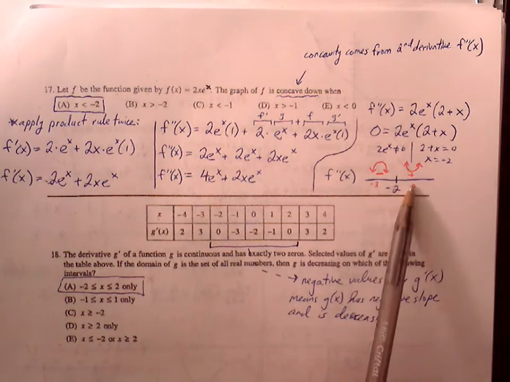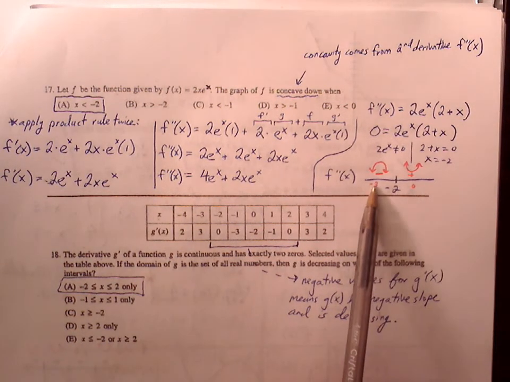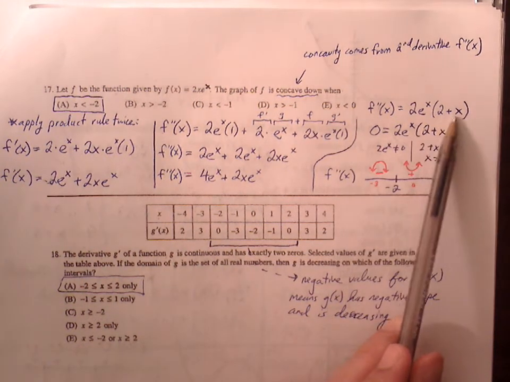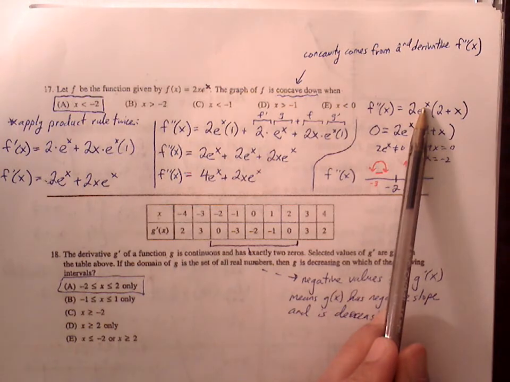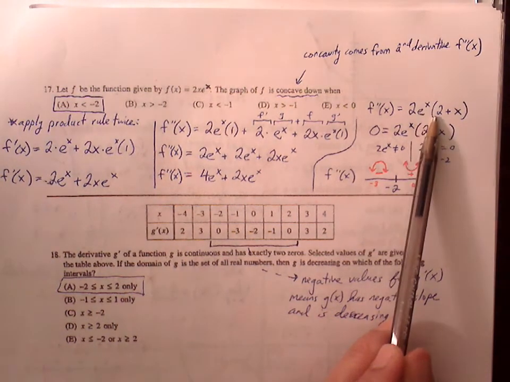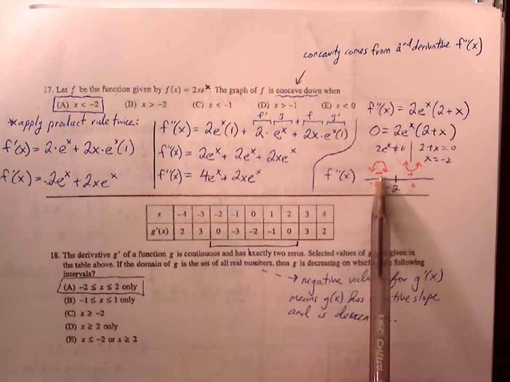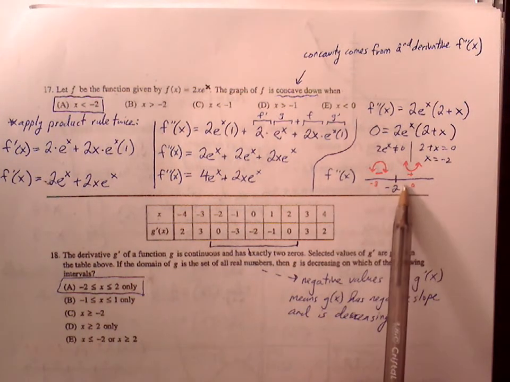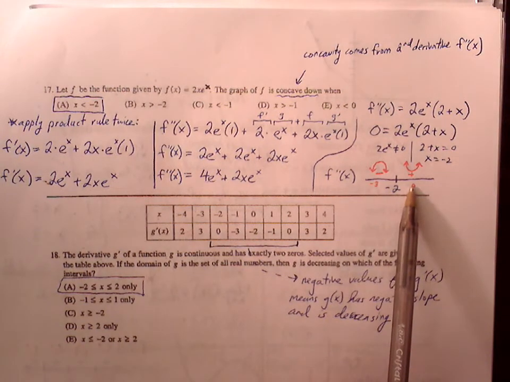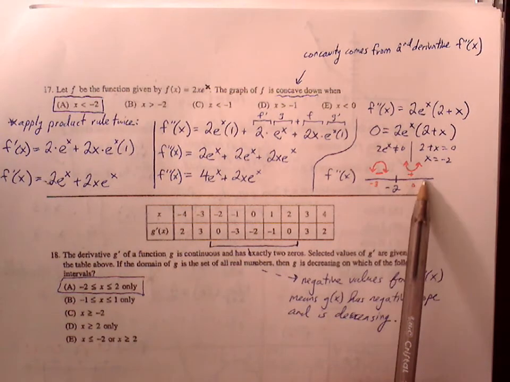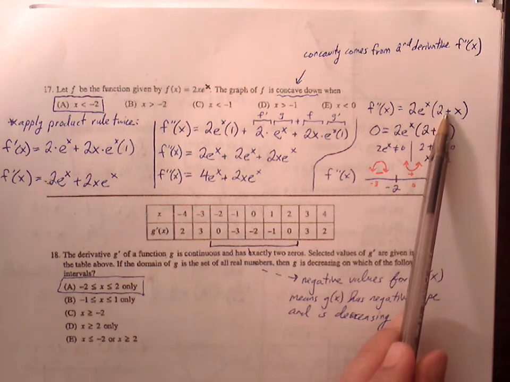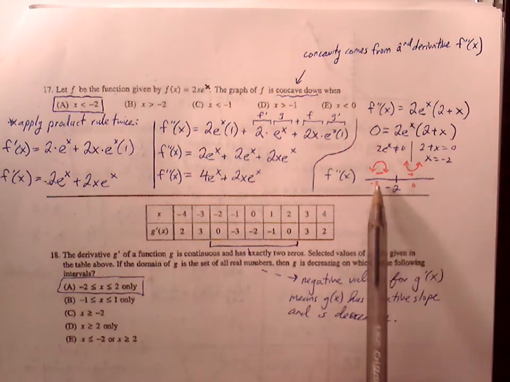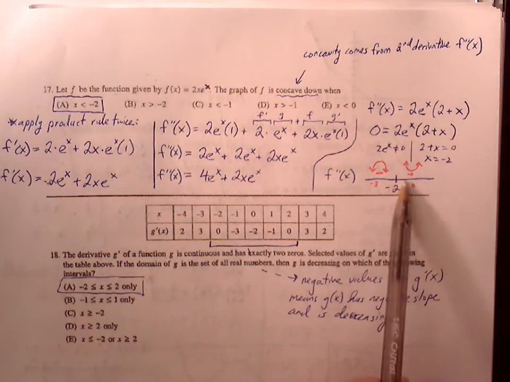Now I'm going to choose values on either side of my critical point, so negative 3. If I plug negative 3 into my second derivative function, I'm going to get a negative value because 2e to any power is just going to be a positive value. 2 minus 3 is negative, so I know in this interval, concave down. If I plug 0 into this, that represents this portion of the sign line, into the second derivative function, I get 2 plus 0, which is 2. That's positive, so I have concave down, followed by concave up.